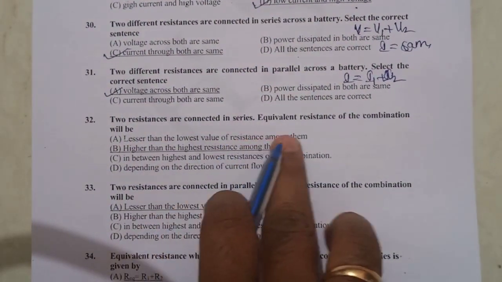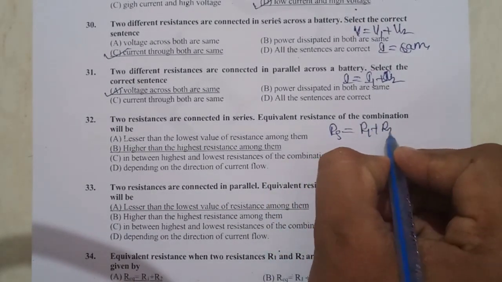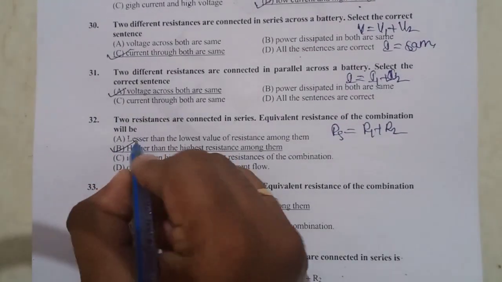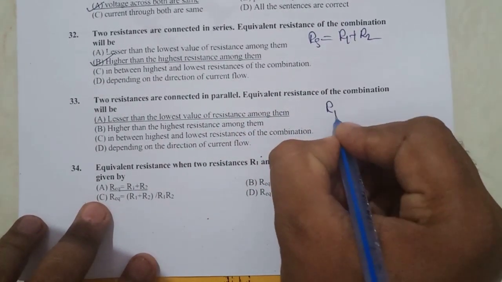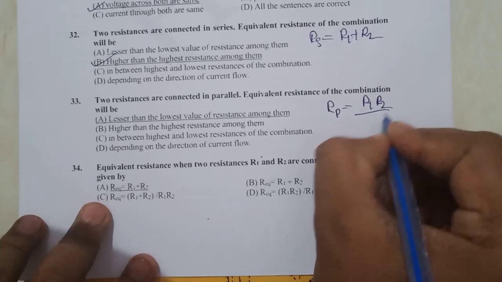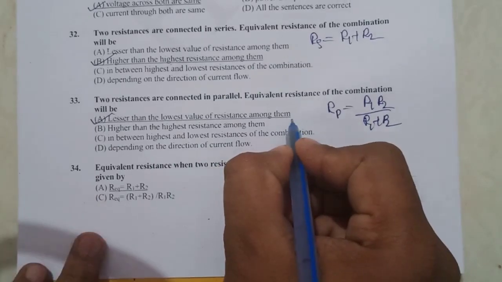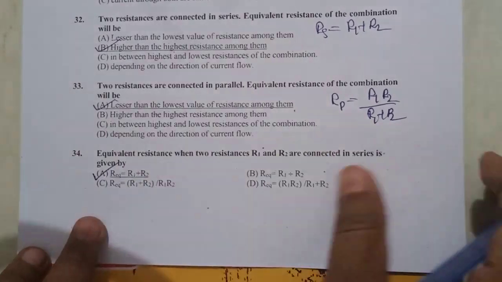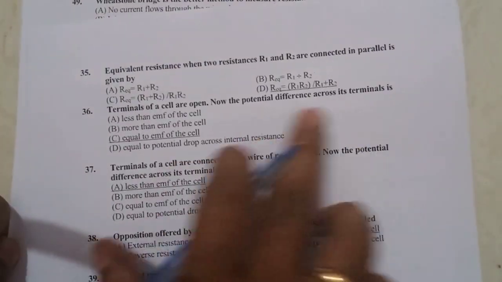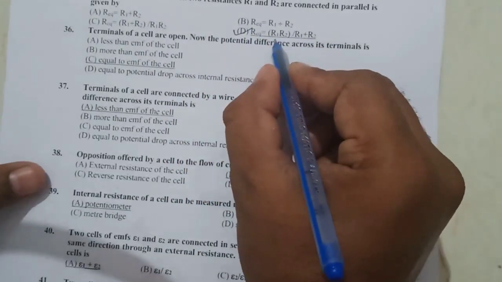Two resistances are connected in series. Equivalent resistance of the combination is given by Rs is equal to R1 plus R2. It is always higher than the highest value. Two resistances connected in parallel: equivalent resistance is given by Rp is equal to R1 R2 divided by R1 plus R2, which is always lesser than the lowest of the resistance values. Equivalent resistance when two resistances R1 R2 are connected in series is R equivalent is equal to R1 plus R2. So next, question number 35. Equivalent resistance when two resistances are connected in parallel is R equivalent is equal to R1 R2 divided by R1 plus R2.